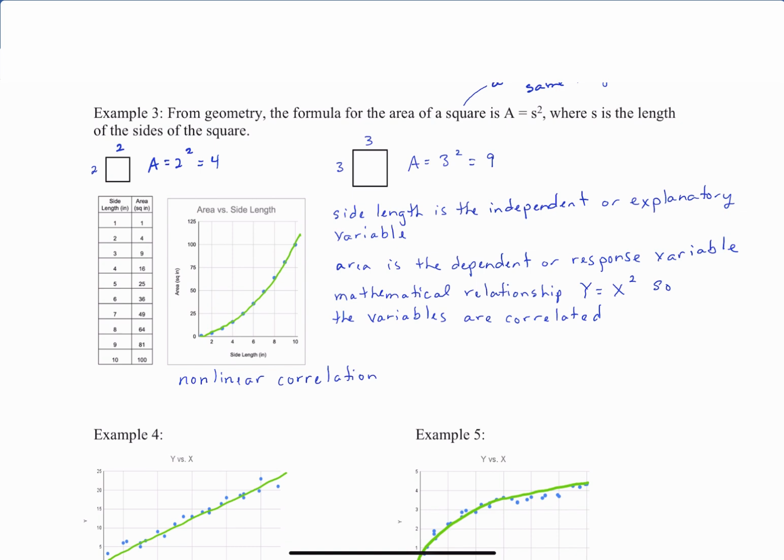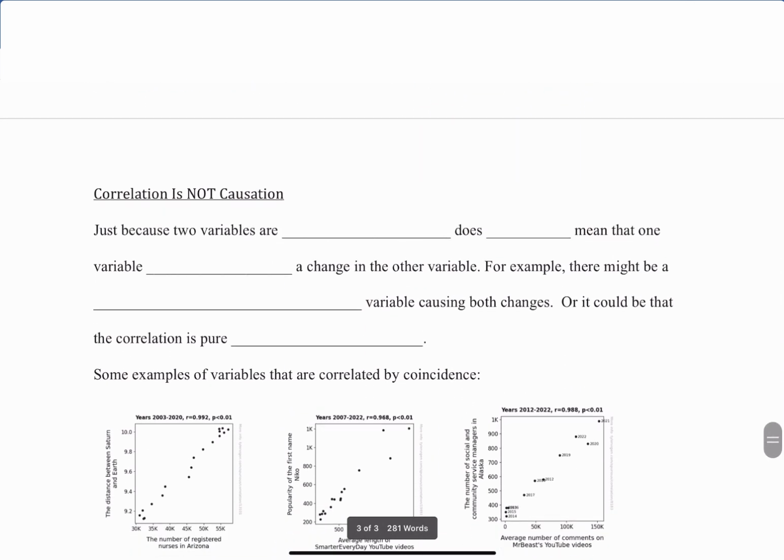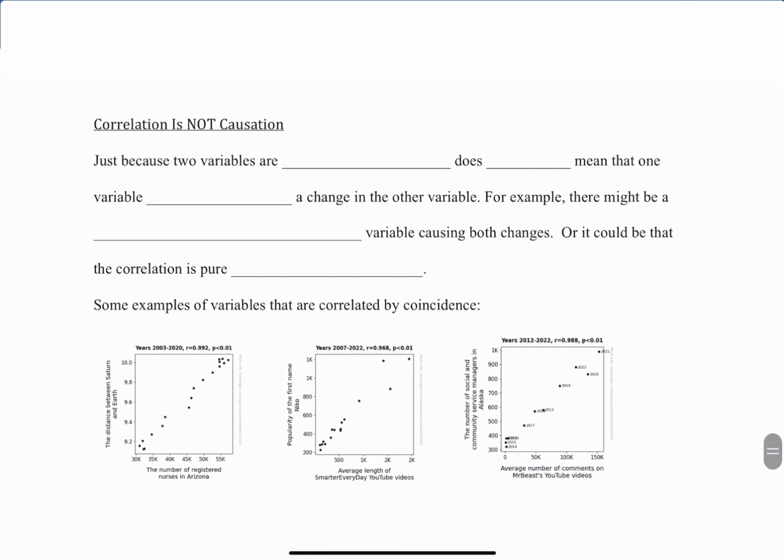So what I'm worried about is that these examples will give you the impression that if there's a correlation between two variables, then one of the variables is causing a change in the other variable. And that's just not the case. This can be summed up with the phrase, correlation is not causation.